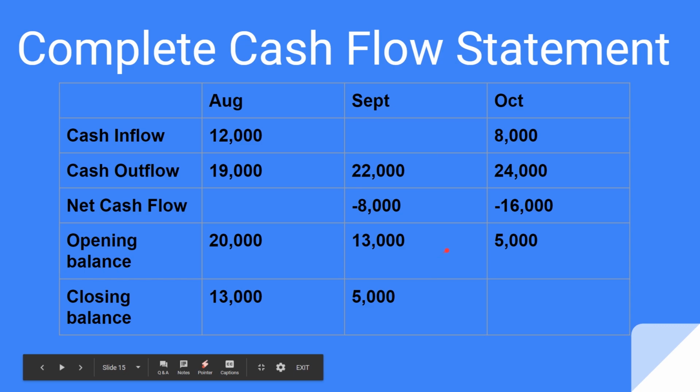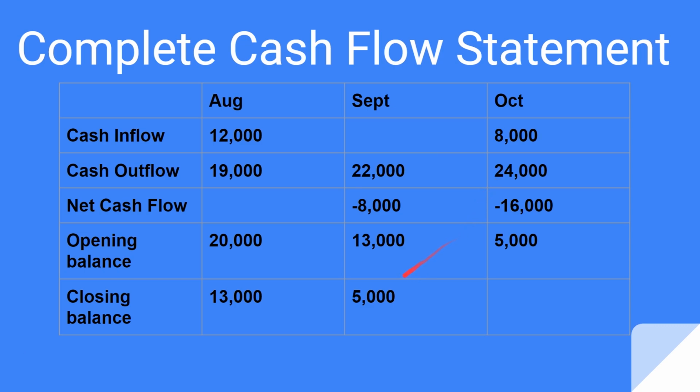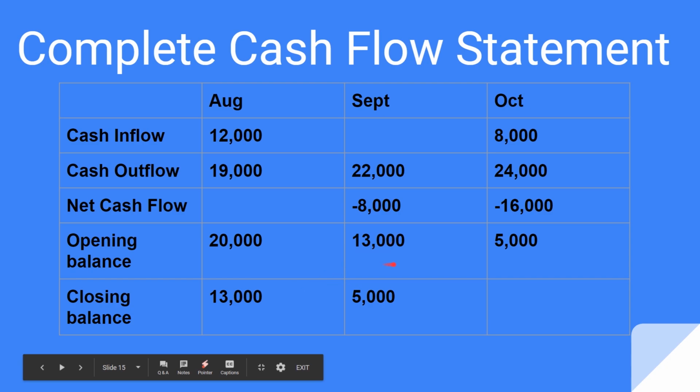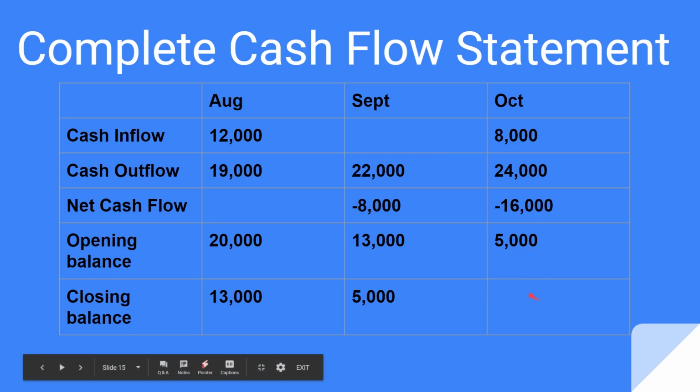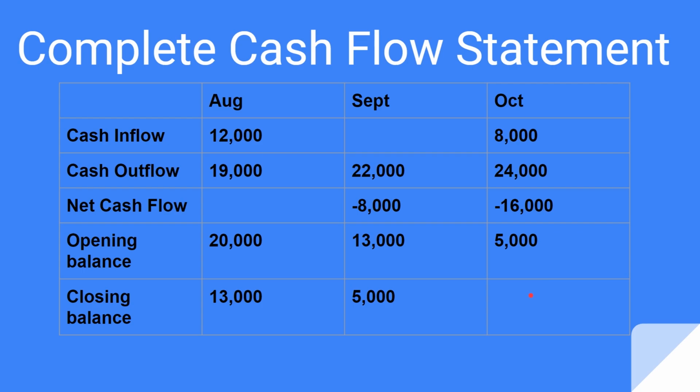Now, finally, we've just noticed the way these closing balances go through to become the following month's opening balance. That's important to be aware of. We got minus 16,000 here. We had an opening balance of 5,000. So what's happened next? Well, we've got minus 11,000. Not so good.